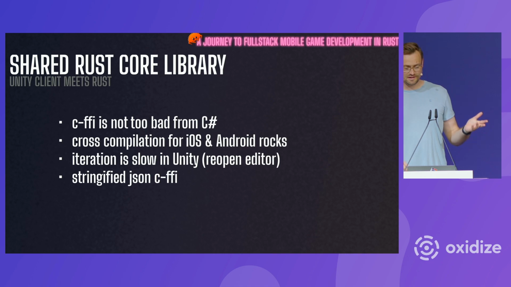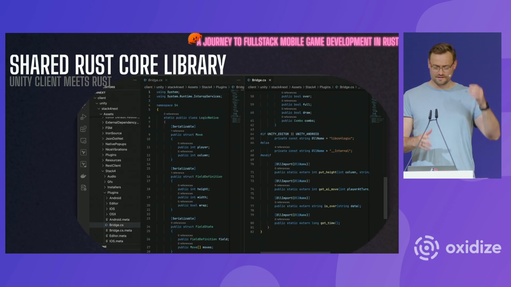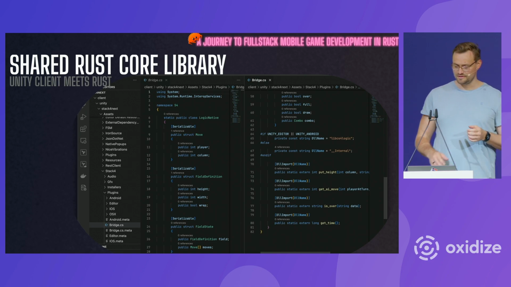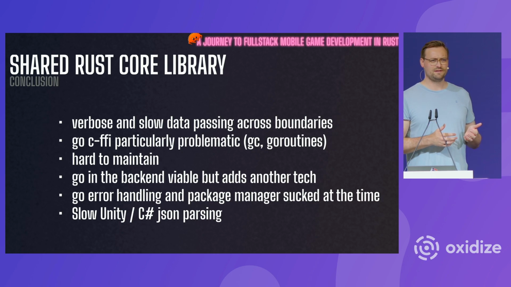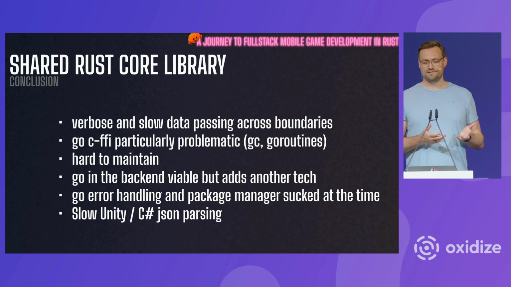And obviously, we also had to use the stringified JSON CFFI. As you can see here, there's a lot of types that we had to redefine. This is the C# side, but there's also the Go side. There's the Rust side, so that all these 3 different languages can interop with each other. Ultimately, it solved the purpose that we had. We had a fast AI implementation for the game. But in conclusion, it was verbose, it was slow to use JSON across the boundaries. Go was particularly horrendous, as I said already. It was hard to maintain 3 different languages.